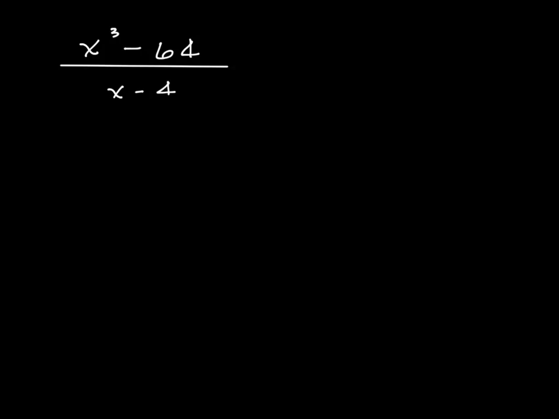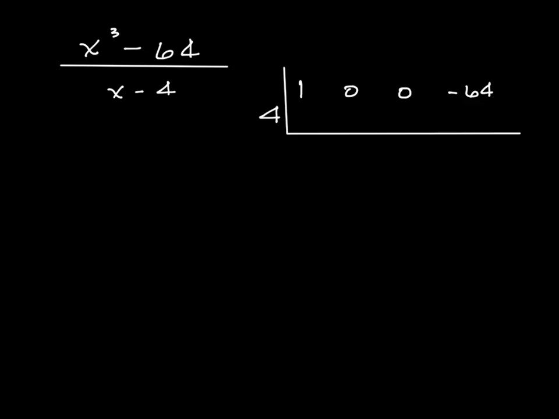Another example, we will divide x cubed minus 64 by x minus 4. Again, we need to account for all of the variables. So we have 1x cubed, no x squareds, no x's, and then a -64. We're dividing by x minus 4, so the number we use is going to be +4.